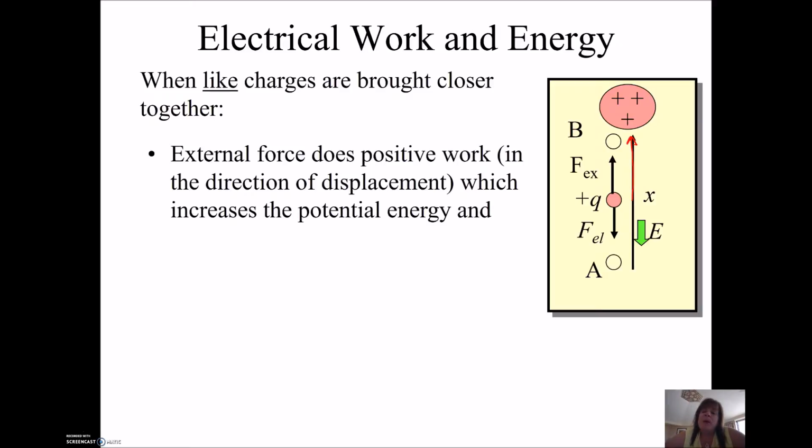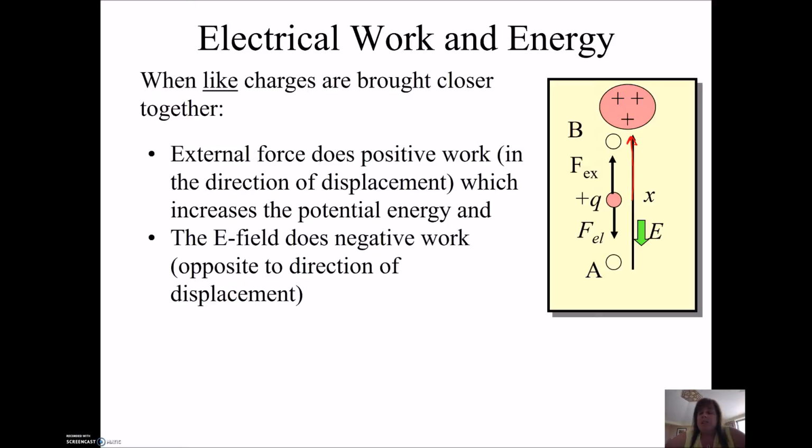And anytime the external force does positive work, it's increasing the potential energy. At the same time, the electric field, or that electric force, is doing negative work. So anytime the work done by the external force is positive, that means the work done by the electric field, or the electric force, is negative, and that will result in an increase in the electric potential energy.